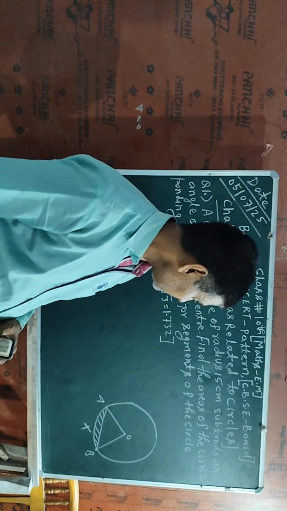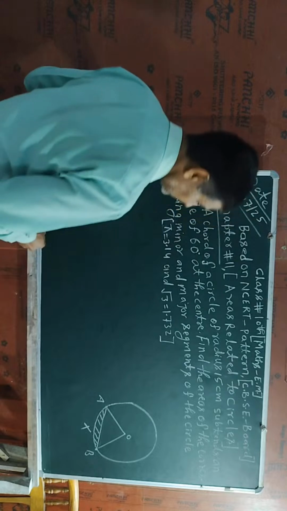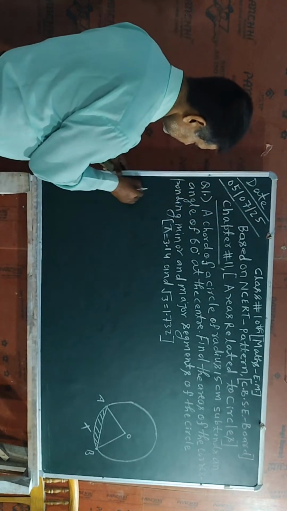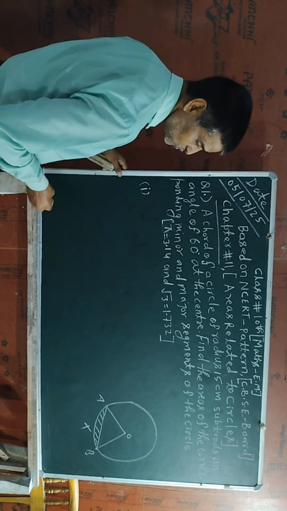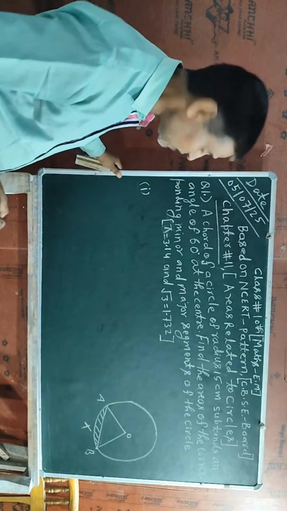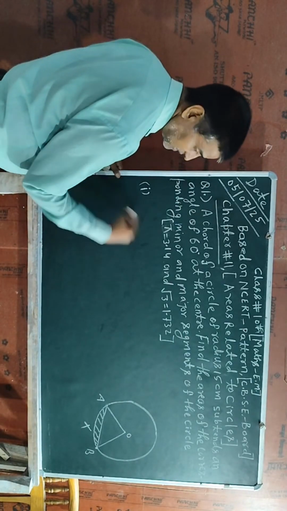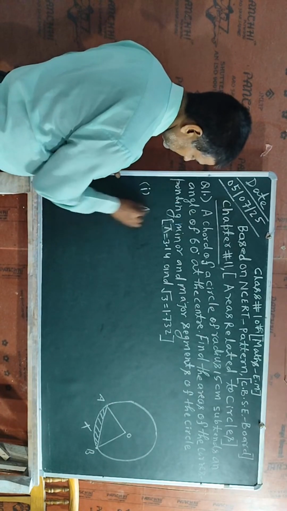Okay, for writing the information, first of all I will write the area of the sector. That is one concept, and that concept is very important. So each and every student has to write this formula. Area of the segment is equal to the area of the sector.